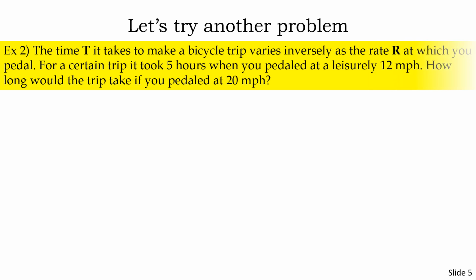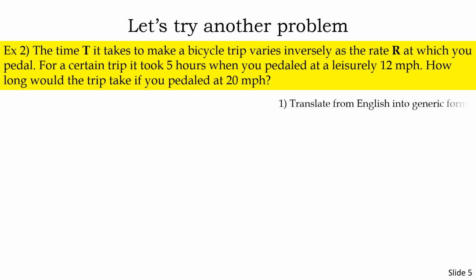Let's try another one. Example 2. The time t it takes to make a bicycle trip varies inversely as the rate r at which you pedal. For a certain trip, it took 5 hours when you pedal at a leisurely 12 miles per hour. How long would it take if you pedaled at 20 miles per hour?